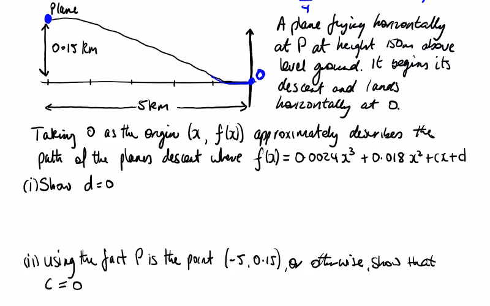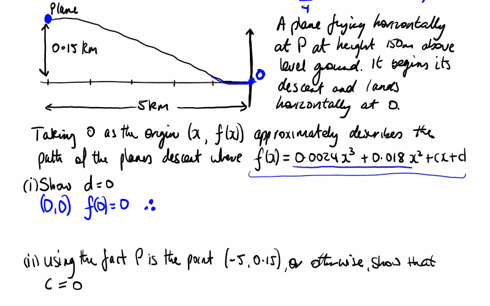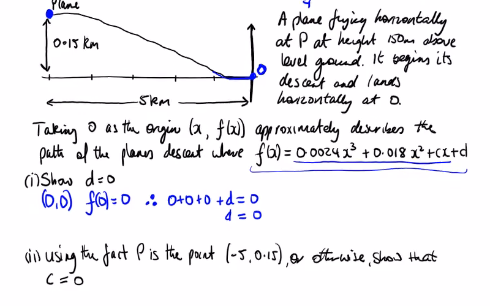The origin is O, and f of x approximately describes the path of the plane's descent, where f of x is equal to this function. Show d is equal to 0. Well, the information we have is that (0, 0) is on this function. So f of 0 is equal to 0. Therefore, what do we have here? We're just going to have, well, they're all zeros. We're going to have 0 plus 0 plus 0 plus d is equal to 0. So d obviously has to be equal to 0. Nice easy starting point for this one.